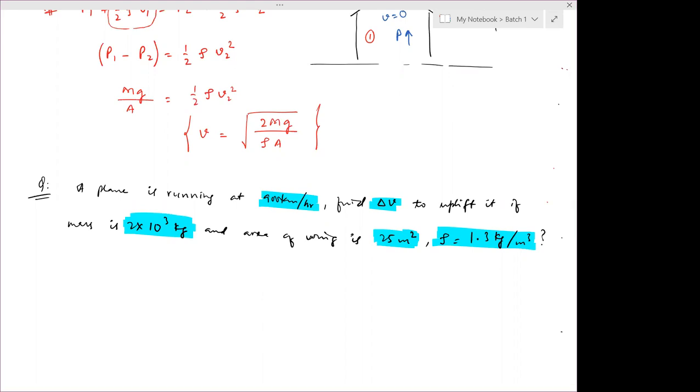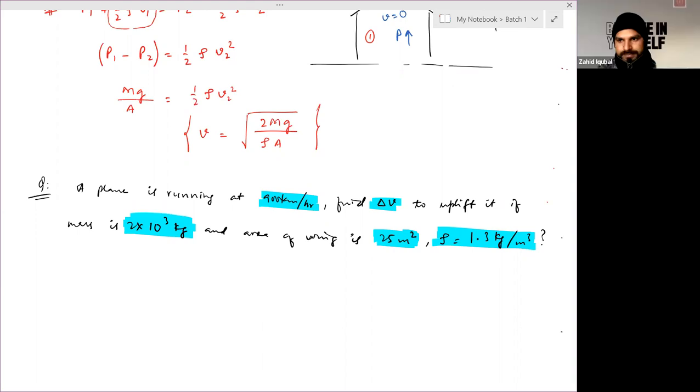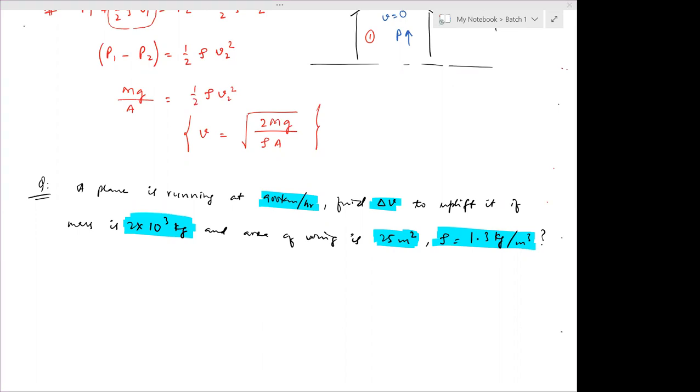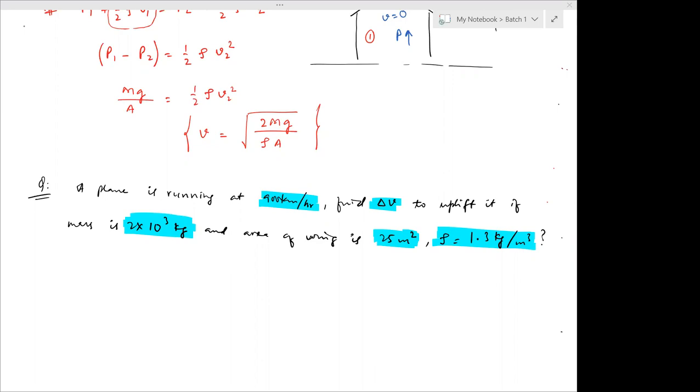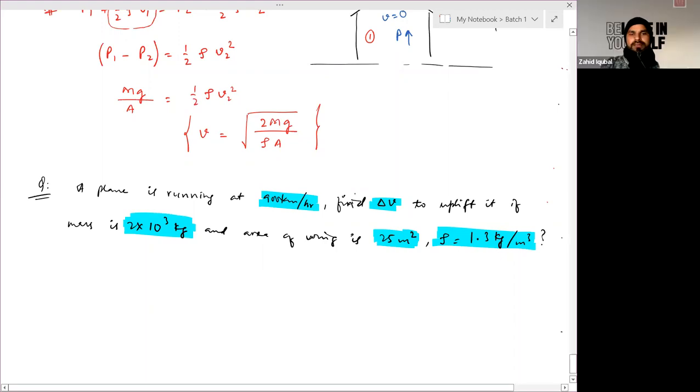Sir, if we convert 900 kilometer per hour to meters per second? Yes, just multiply it by 5 by 18 to convert it into meter per second. Okay, sir. Khalid, convert this velocity into meter per second first, since the rest of the quantities are in SI units.